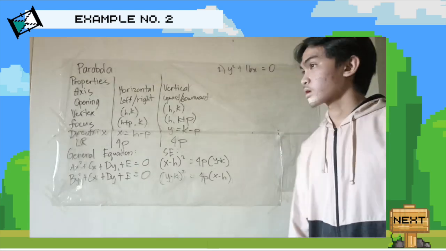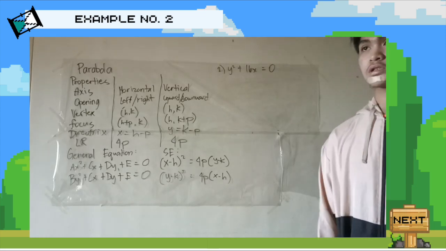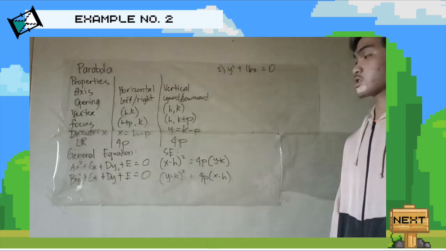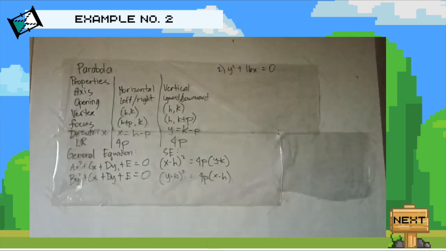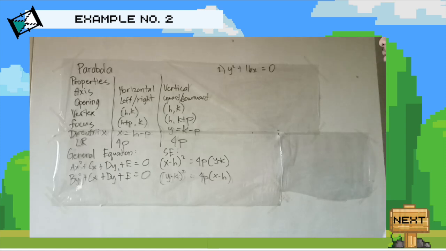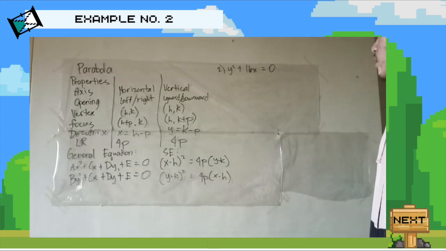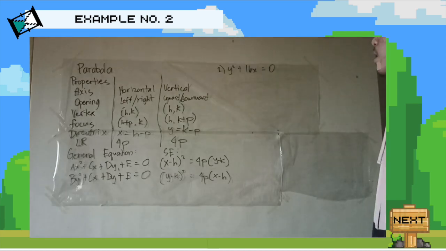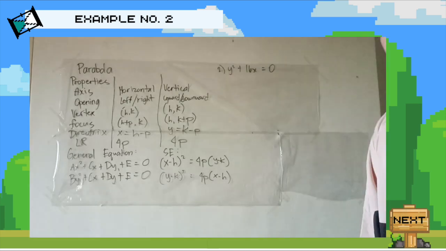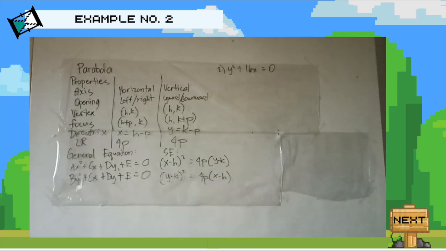So, another example for getting the properties of a parabola given its general equation. This second example is y squared plus 16x equals 0. As you can see, there are no other terms in this general equation, but we will follow the previous steps on how to convert it into standard form.